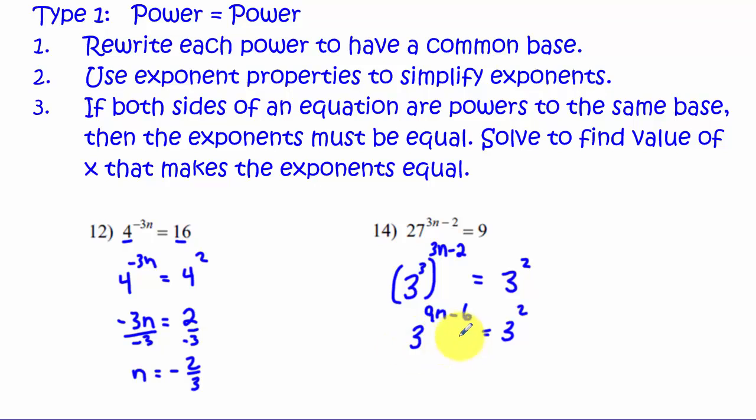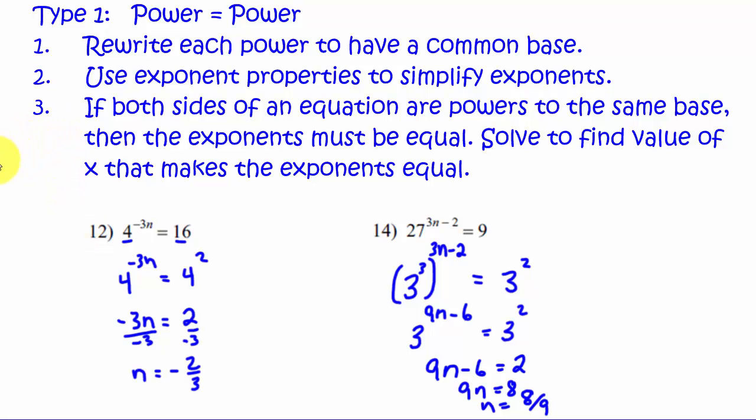Now we have rewritten this to be the same base. So since we have the same base and we have equals, then our exponents must also be equal. And now it's a simple linear equation. I'm going to add 6, solve for n, divide by 9, and we get n equals 8/9. Okay, so that's one type.